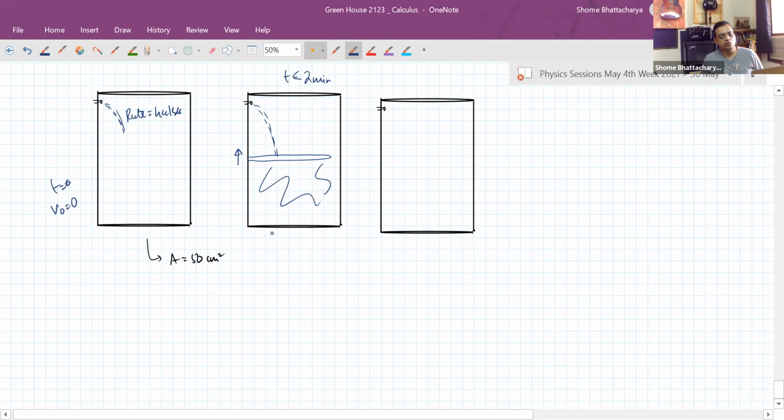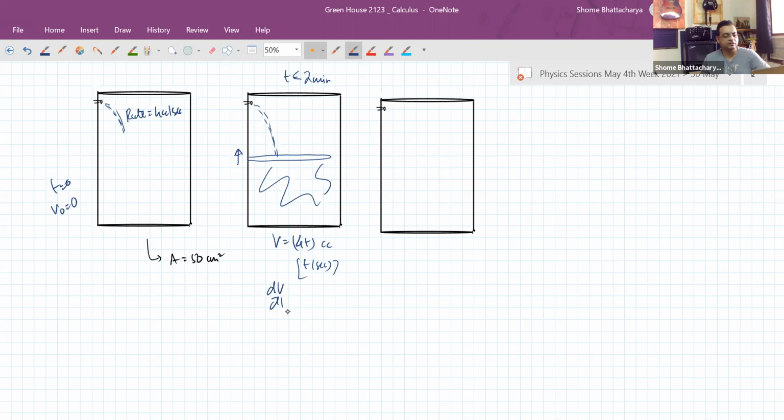So the volume of water would be equal to 4t, but t should be in seconds in this formula, not in minutes. And the rate at which the volume is changing, I will not write dV by dt because at this stage we have not done calculus. So we'll write it as delta V by delta t. So delta V by delta t is equal to plus 4 cubic centimeters per second. So the volume is rising.